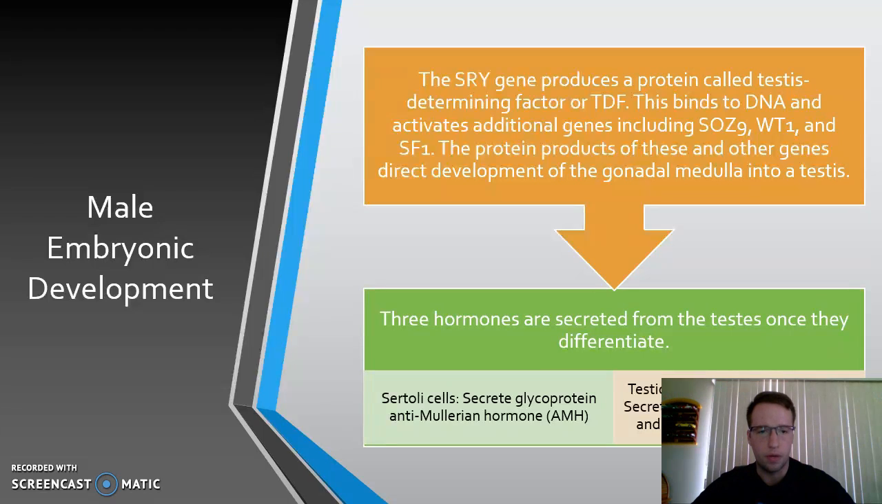Now there are 3 hormones that are secreted from the testes once they differentiate. So these are the Sertoli cells, and these secrete a glycoprotein, anti-Müllerian hormone, or AMH for short. Testicular interstitial cells, or Leydig cells, as they're also known, secrete the androgens testosterone and the derivative of testosterone, dihydrotestosterone, or DHT.